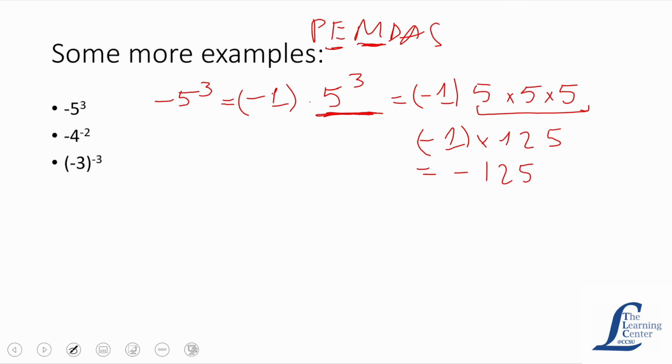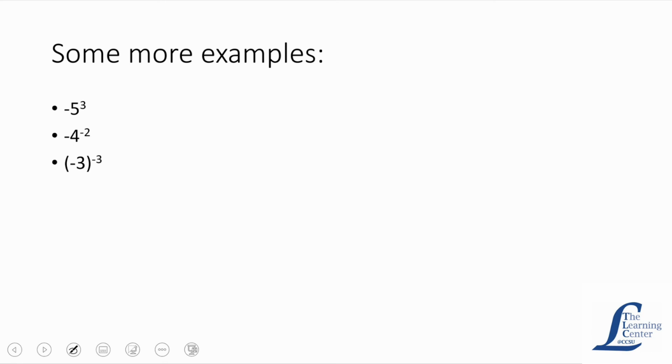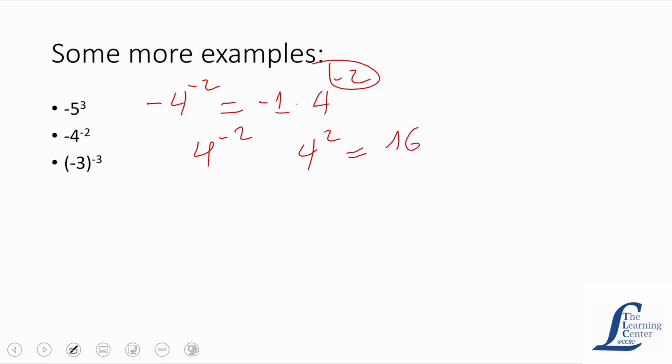-4 to the -2. Again, there is no parentheses around -4. We should separate it into -1 times 4 to the -2. This is multiplication, and this is an exponent. We should prioritize exponents first again. 4 to the negative 2 is going to be, this is a negative exponent, so we should treat it as a positive exponent. So 4 to the second power, that would be 16, right? And now we have to flip 16, so 16 over 1.